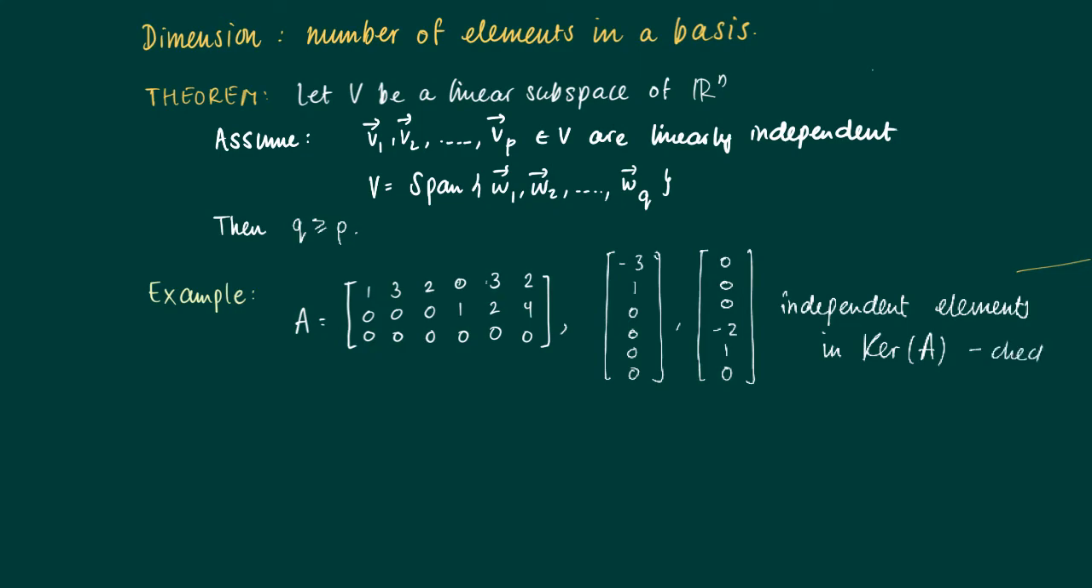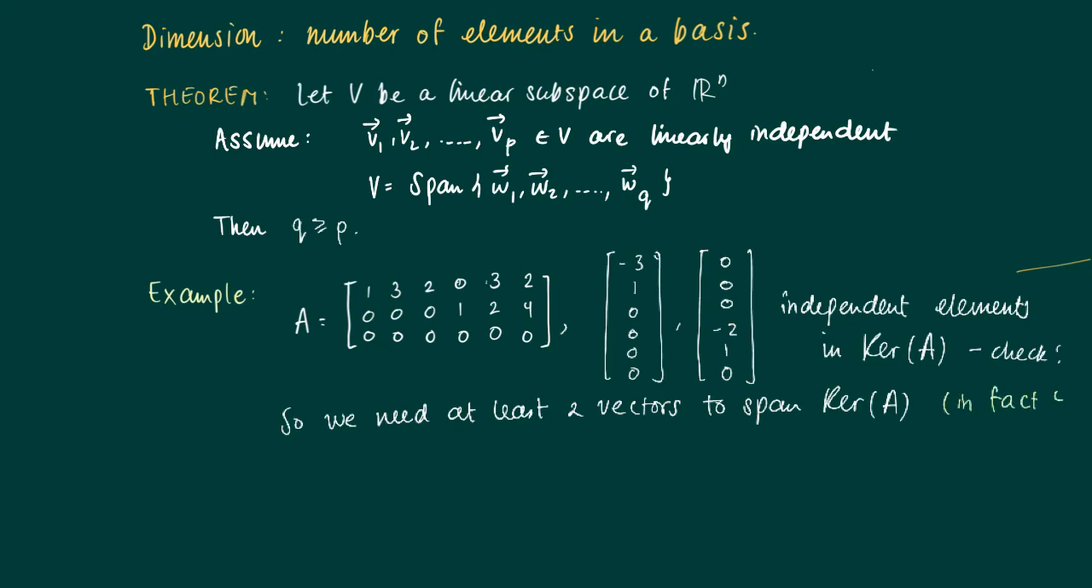Then what does this theorem say? Well, in order to span the kernel of A, we need at least two vectors, because we found two independent ones, and we need at least as many vectors to span the kernel of A. Well, in fact, you may prove that it's actually 4 that we need to do that.